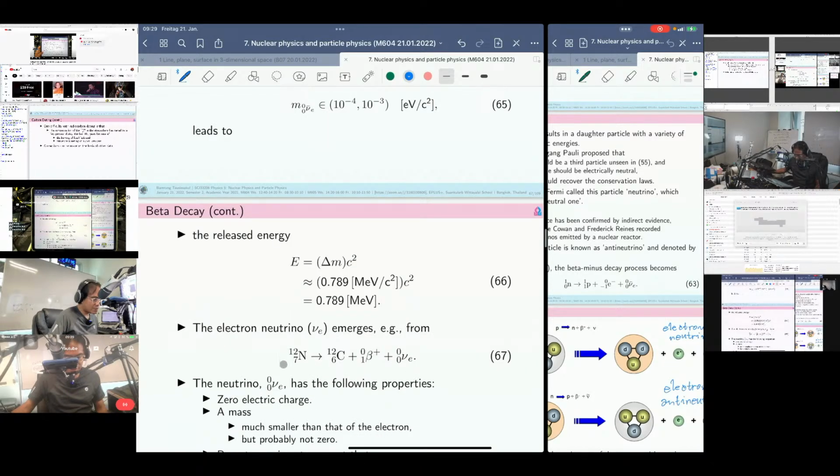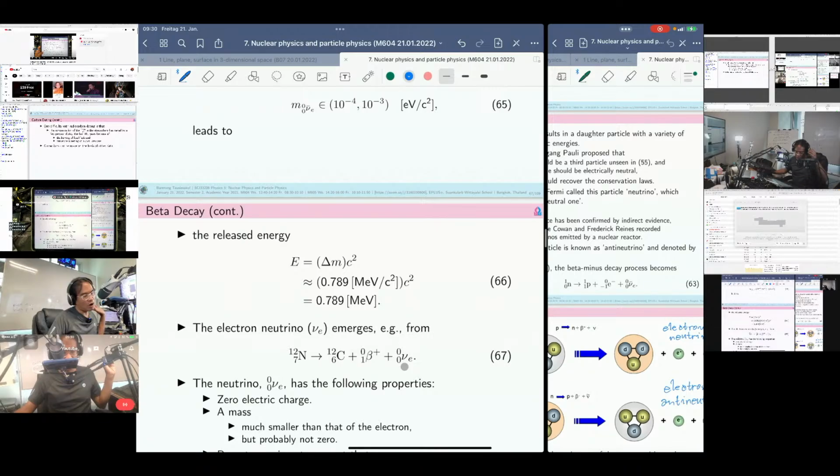And for the process with the positron, which is beta plus decay, we start from nitrogen 12 to become carbon 12. This is the common isotope of carbon in nature, and we get a positron and an electron neutrino, without the bar. Bar means anti-particle. Here, the beta plus process brings us to the normal electron neutrino, not the anti-neutrino.